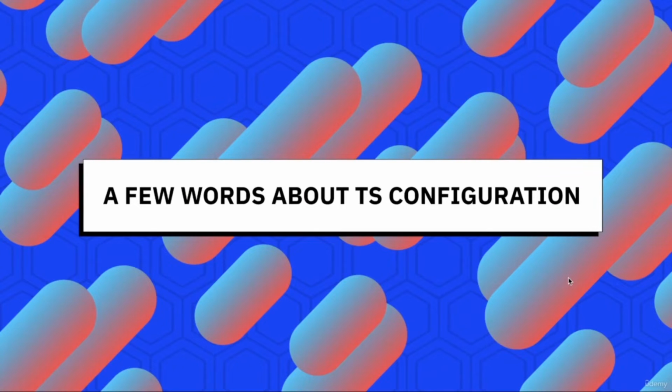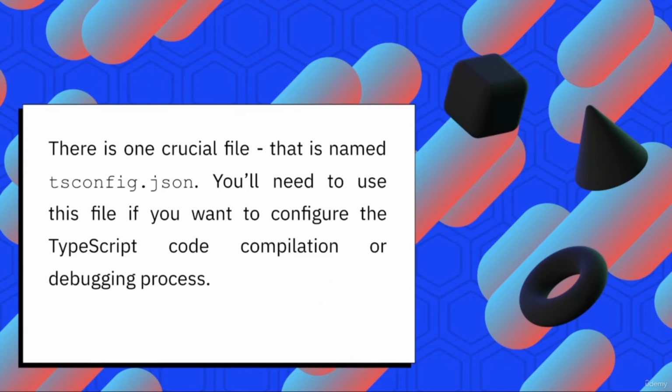A few words about TS configuration. There is one crucial file that is named tsconfig.json, and you will need to use this file if you want to configure the process of compilation or debugging. In this file you can specify which files you want to compile, which folders, where you want to put the output of compiled files, and many other things that control the compilation process.